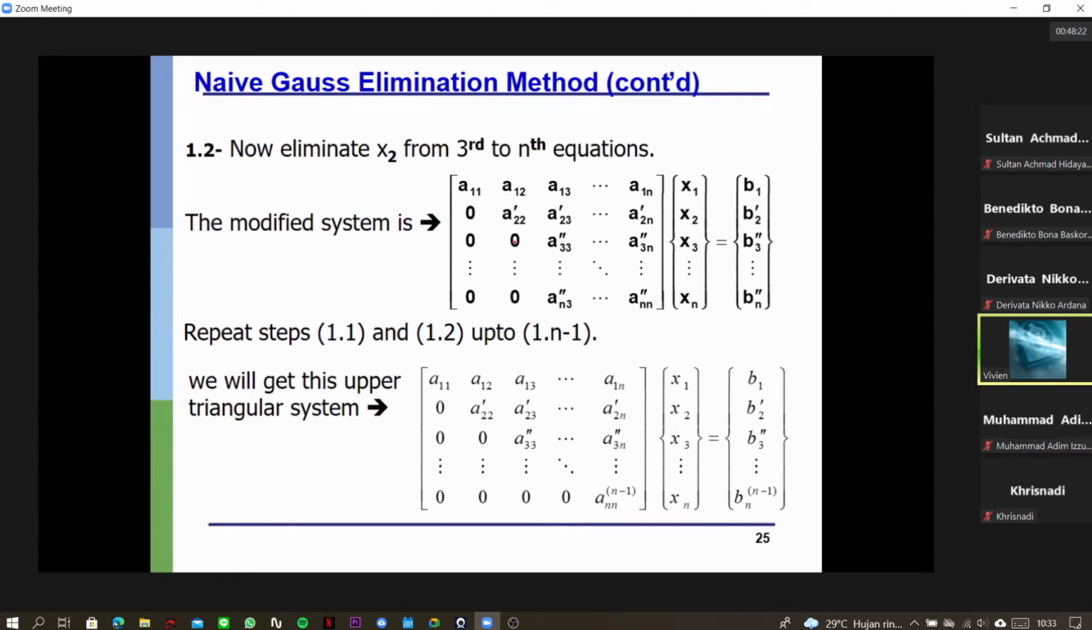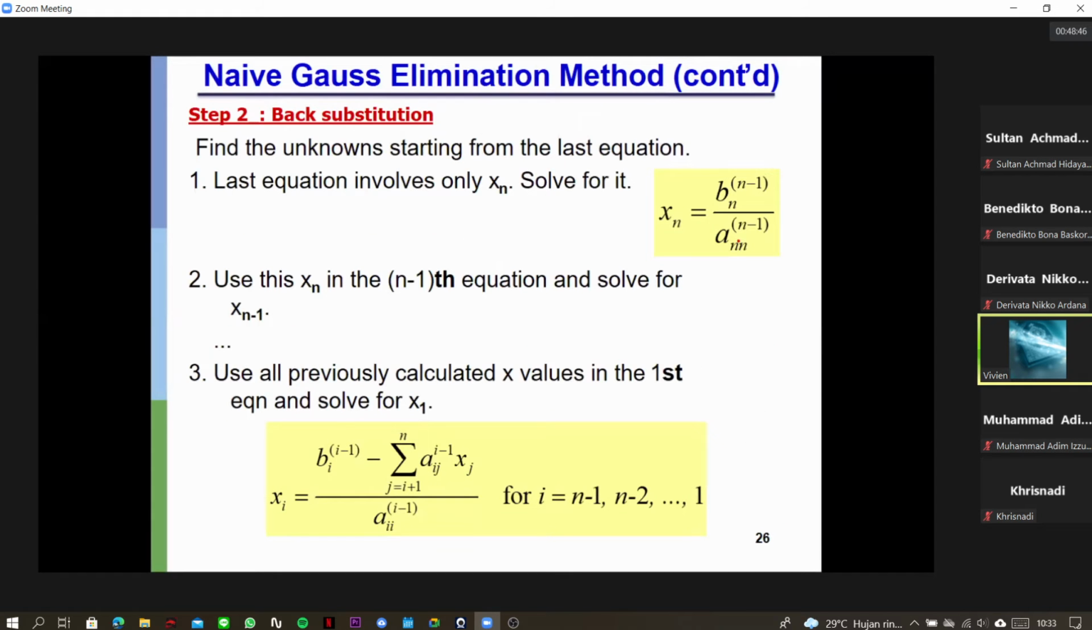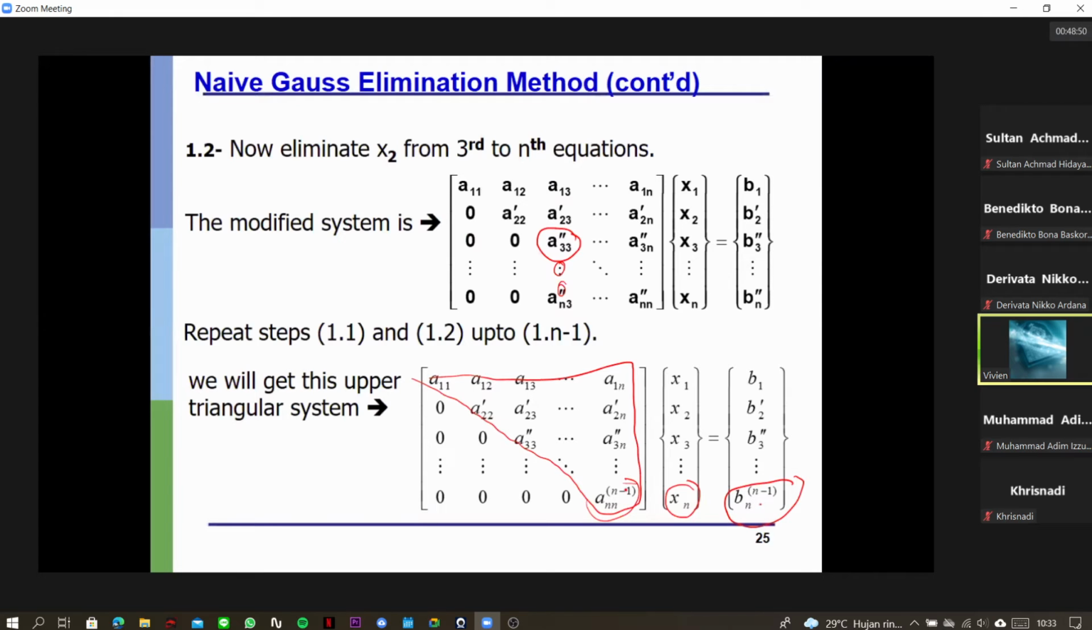Once we have finished with this, we continue to the third column, choose this one as the pivot element, and make 0 below it, and so on, until we have all of it. At the last row, we have only Ann multiplied by xn, which is equal to bn. Once we have that, we can easily solve for xn. So basically xn is only bn divided by Ann.